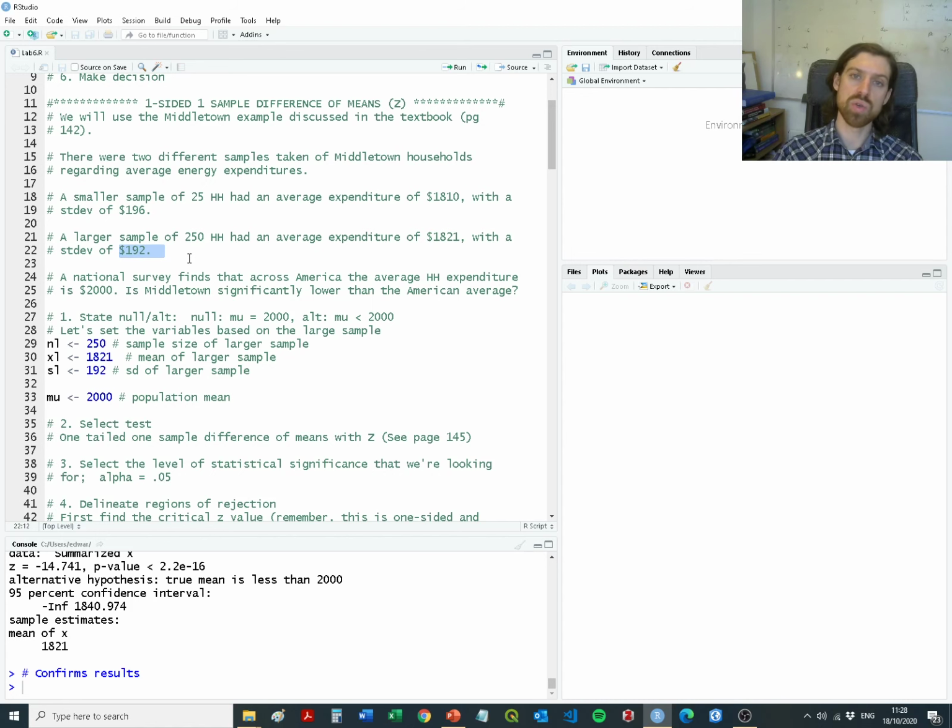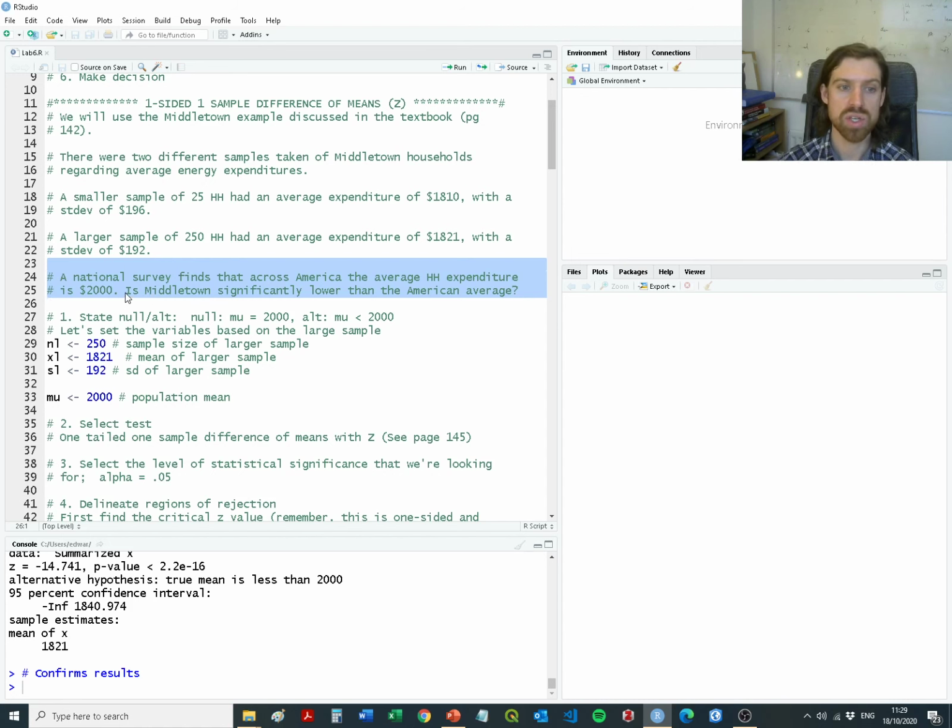Now we're going to carry out the tests for both of these samples. You'll notice, of course, the difference is the sample size, and therefore, depending on the sample size, you're going to need to use different distributions. So, in terms of the national picture, a national survey finds that across the US, the average household expenditure on energy is about $2,000 per household.